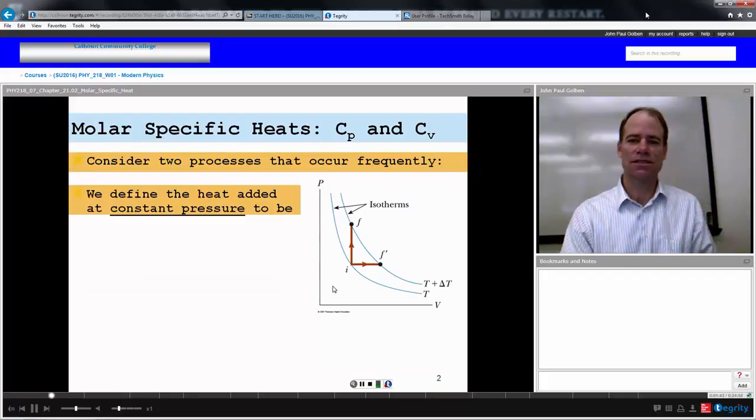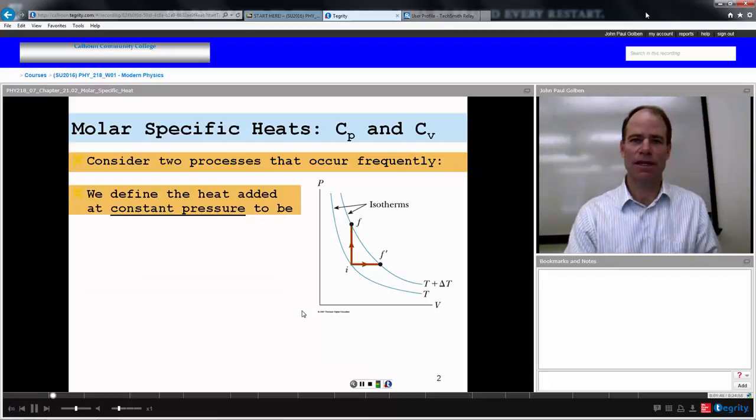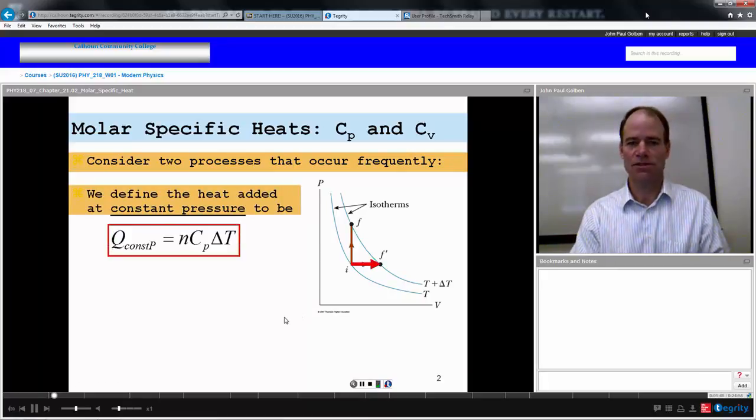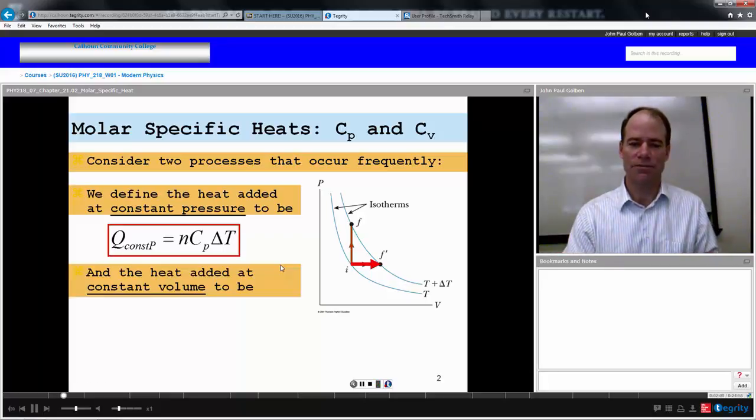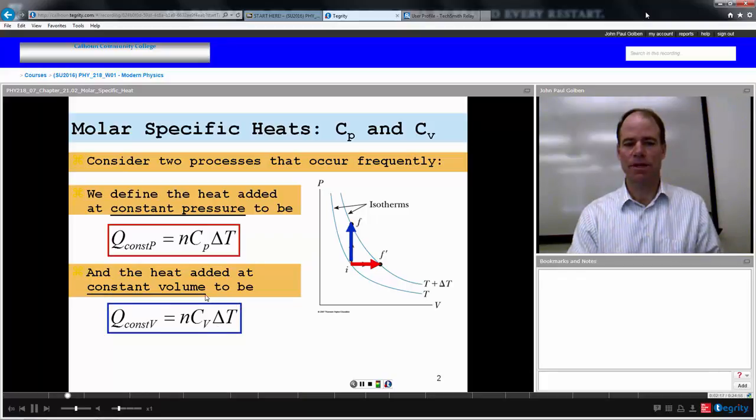Consider two processes that occur quite frequently. We define the heat added at constant pressure to be equal to the number of moles n times the molar specific heat at constant pressure times the change in temperature. This is just a definition, knowing that we're going to have a definite change in temperature, a definite amount of moles, so we can now define the heat associated with that process. And the heat added at constant volume will be defined to be the number of moles times the molar specific heat at constant volume times the change in temperature between states.